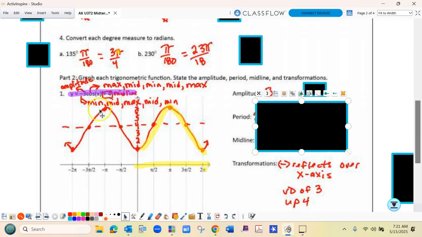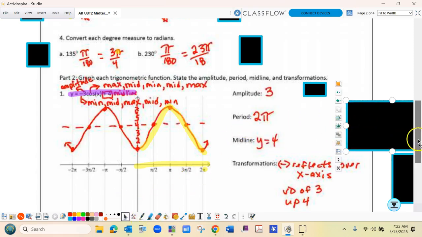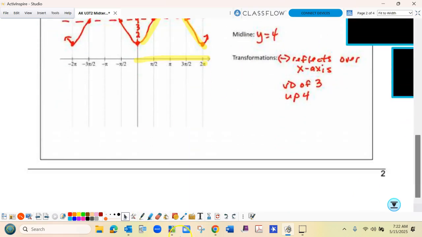Our midline is going to be halfway between the max and the min of the curve. It looks like 5. No, sorry, it's 4, 1, 2, 3. So we've moved our midline to 4. That comes from the equation, the plus 4. We already talked about the period being 2 pi, and we already talked about the transformation.